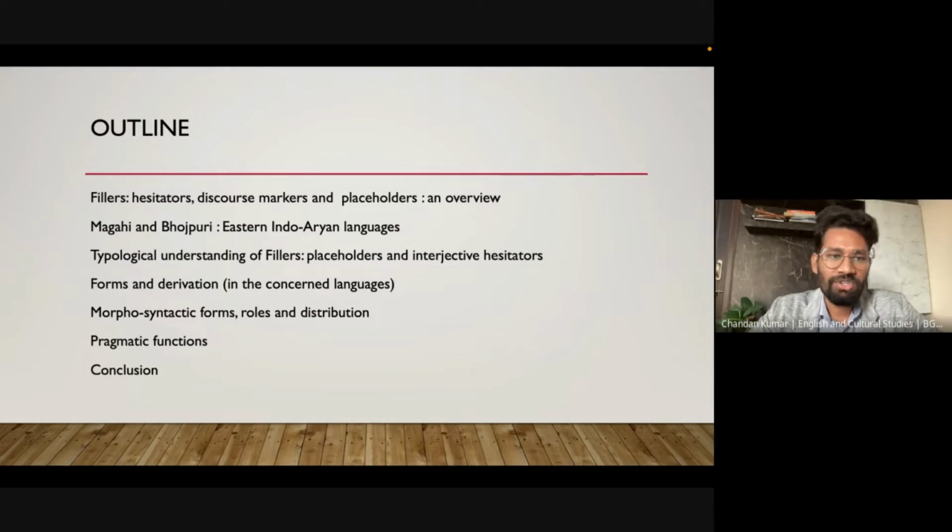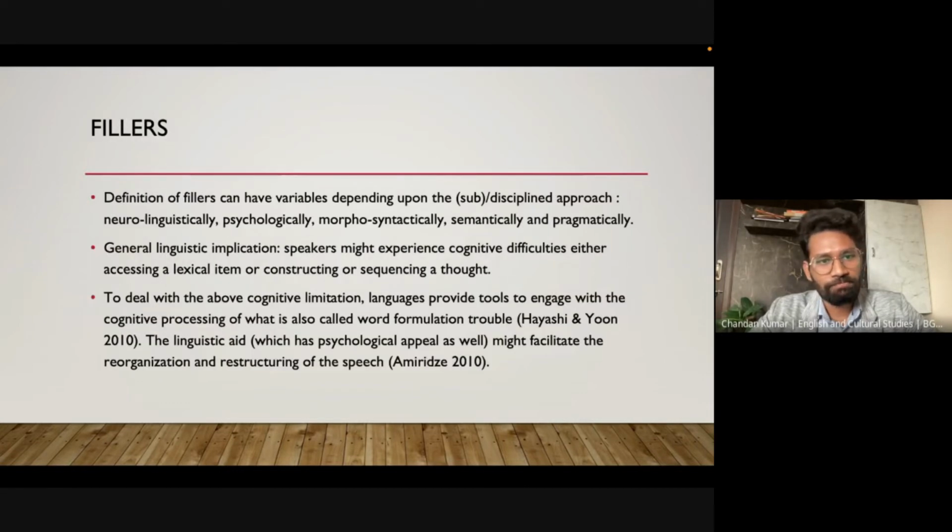Primarily, I'll be talking about fillers, and then the two languages that I have chosen. What is the typological understanding of the fillers? Its forms and derivations in different languages, the morphosyntactic forms, roles, and distributions in the two languages concerned, its pragmatic functions, and followed by conclusion.